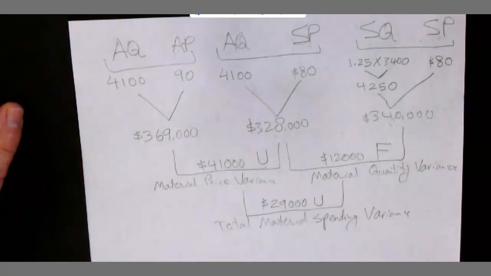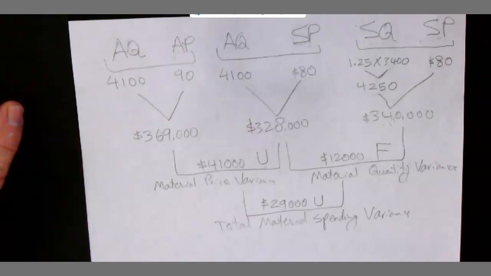Don't mix it up with purchased more material and used less. That's another story. But for now, we are talking about purchased and used all of it. So we purchased based on standard price of 80, and that's what it goes into raw material inventory. And accounts payable is $369,000.